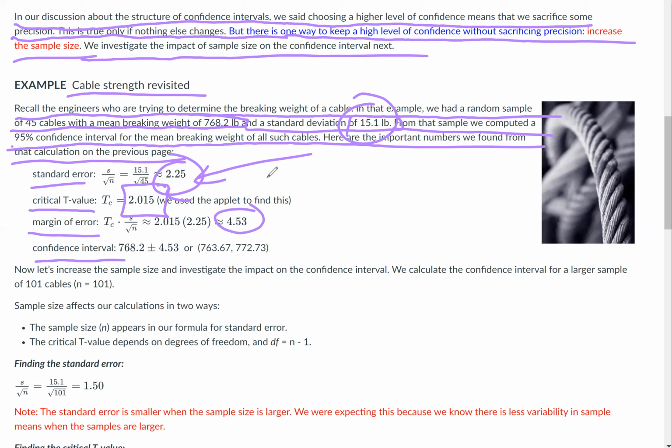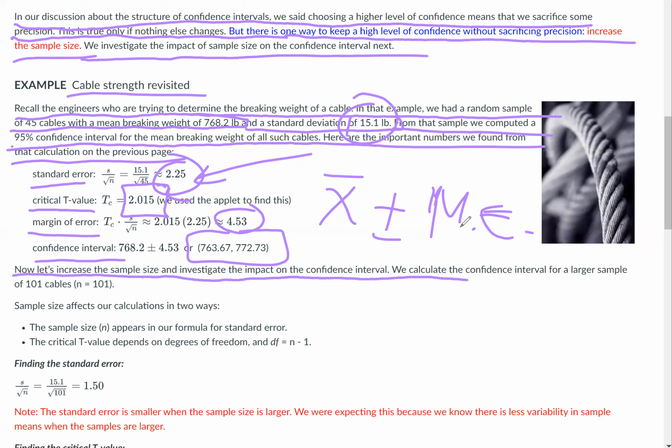Now the confidence interval we found was the 768.2, the sample mean, plus or minus that margin of error, which we just calculated above, was 4.53. If you add or subtract those, you get an interval from 763.67 to 772.73. Now let's increase the sample size and investigate the impact on the confidence interval.